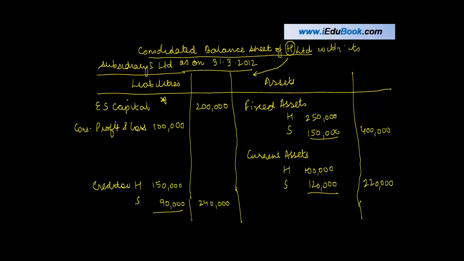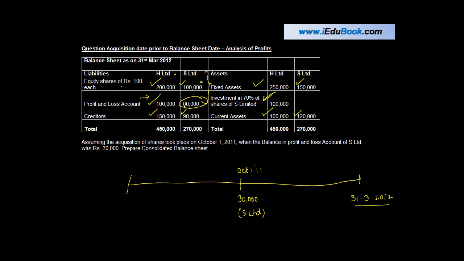Now comes the main part of this question, which is how do you allocate this 80,000 of profits which belongs to S Limited. As I told you previously, the total profits of the subsidiary company on 31/3/2012 are 80,000. Do we have some more information? Yes, the share acquisition took place on October 1, 2011, when the balance in the profit and loss account of S Limited was 30,000.